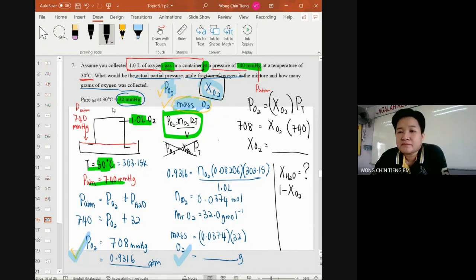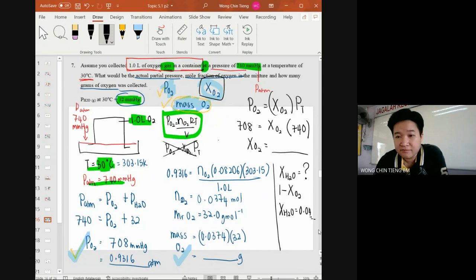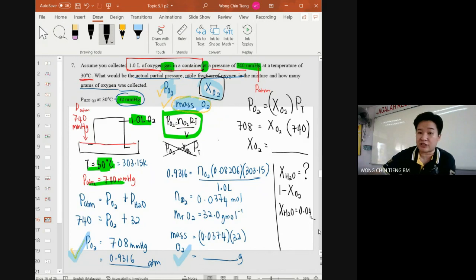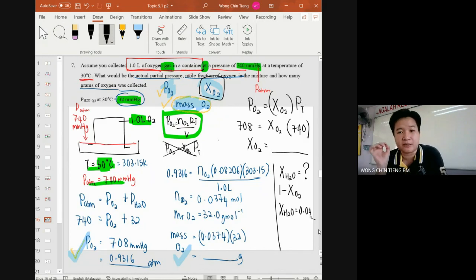Nampak? So kalau mole fraction of water yang kamu kira betul, bermakna mole fraction of your oxygen pun betul if you use this method, and go saying that 0.04 something blah blah blah. Betul? If you are getting the same mole fraction in water, you are then supposed to have the mole fraction of O2 correct. Nampak?